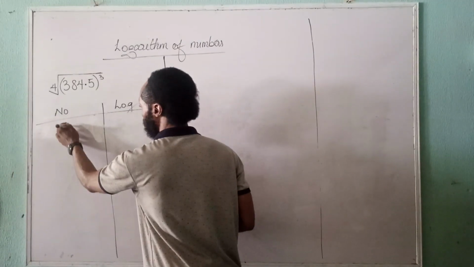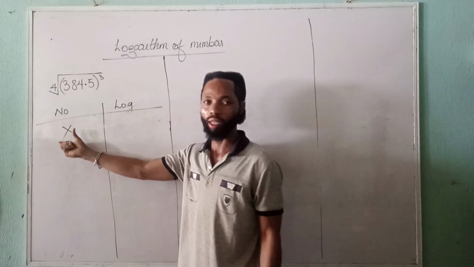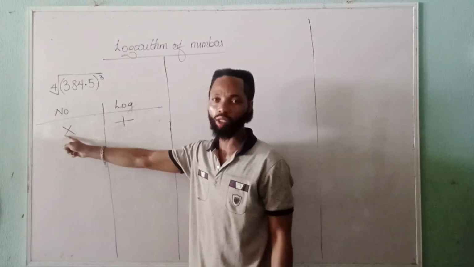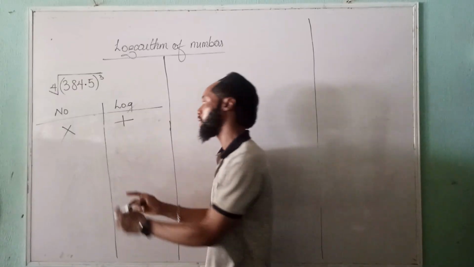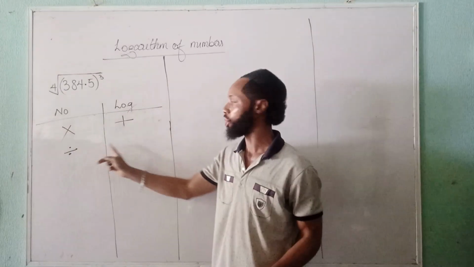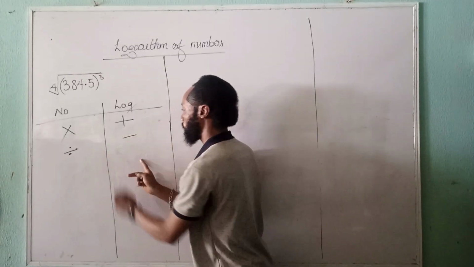When you have a multiplication entry in number, you would be adding in your log. Multiplication will result to addition in log. Now, if you have a case of division in your number, for your log, you will be subtracting.